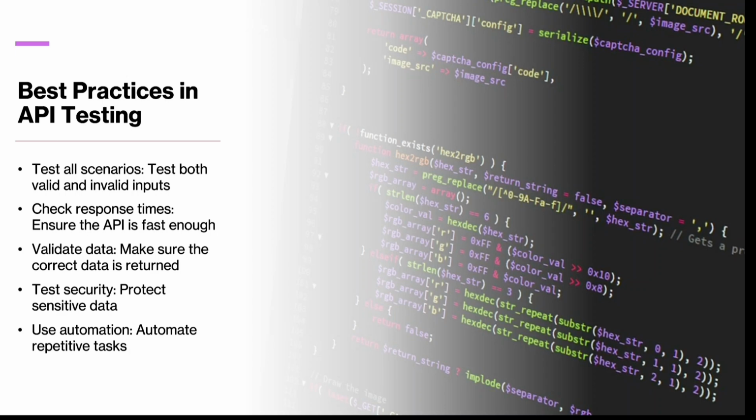Otherwise, we need to validate the data. We have to make sure that correct data is written from our web application or from the server. Another, we can check the security by protecting sensitive data, like username and password, which should be properly encrypted and properly formatted. And in the same way, we can automate repetitive tasks and all.